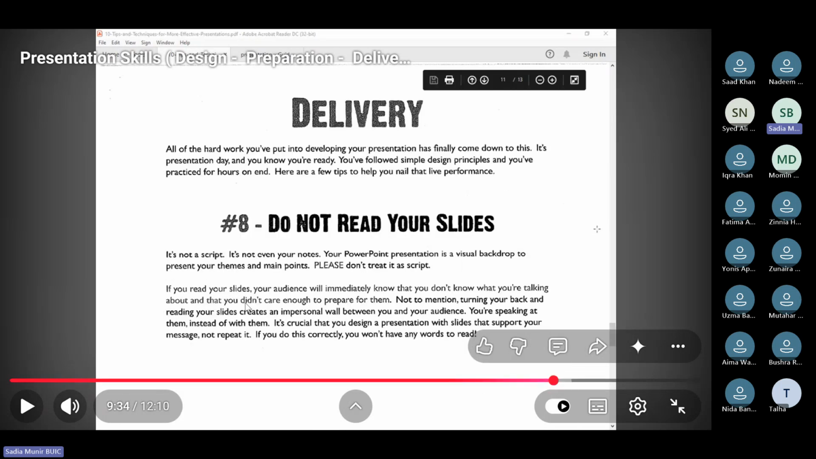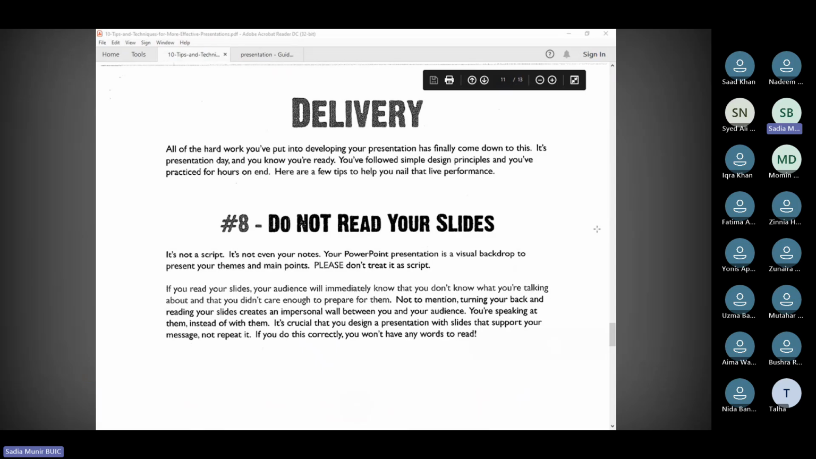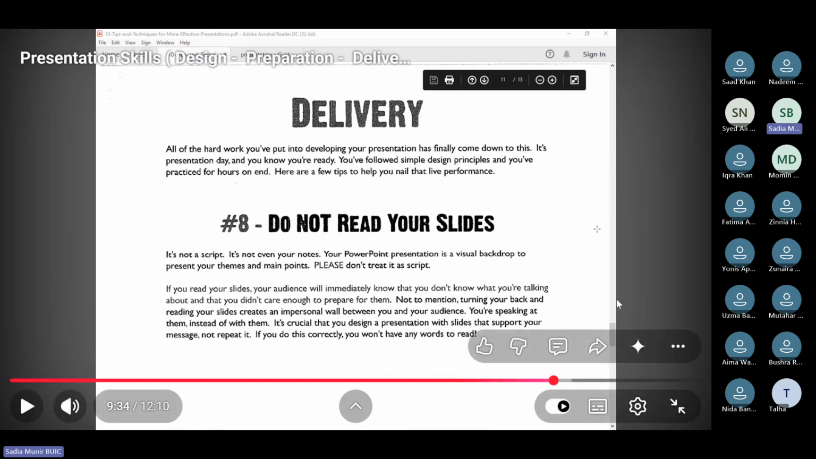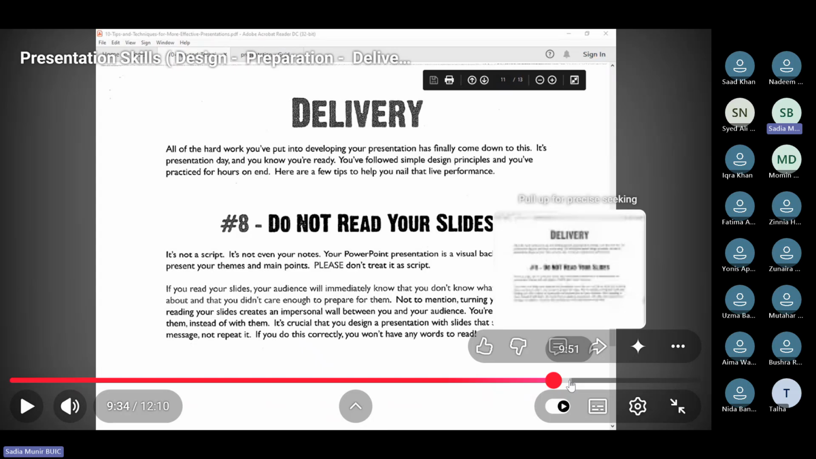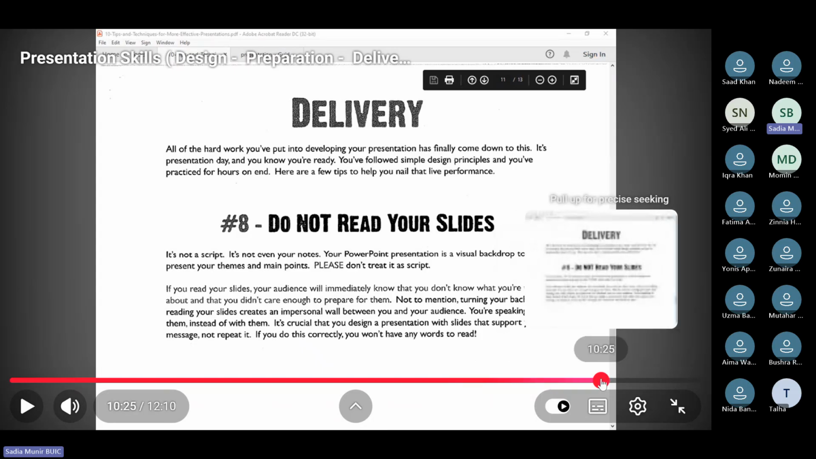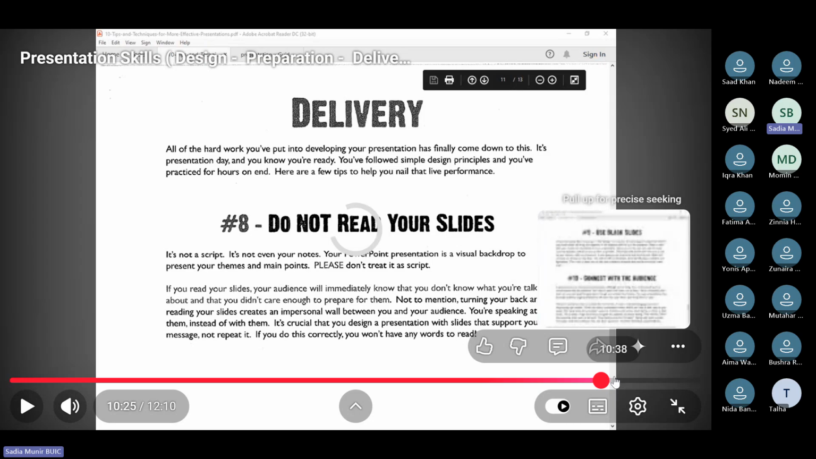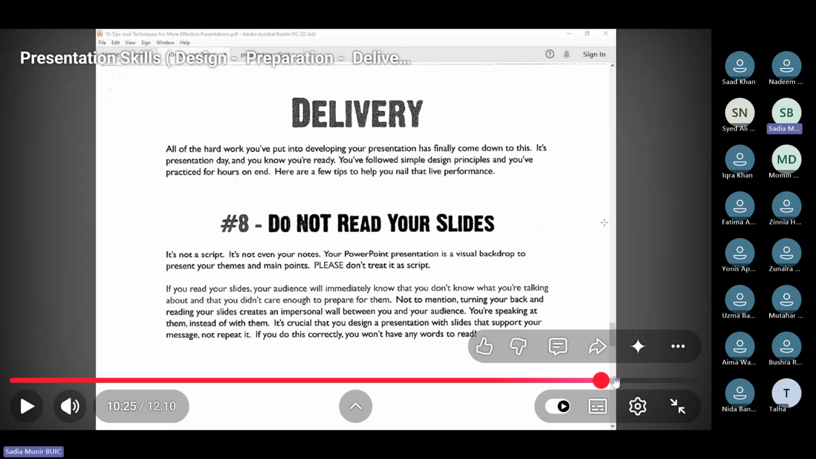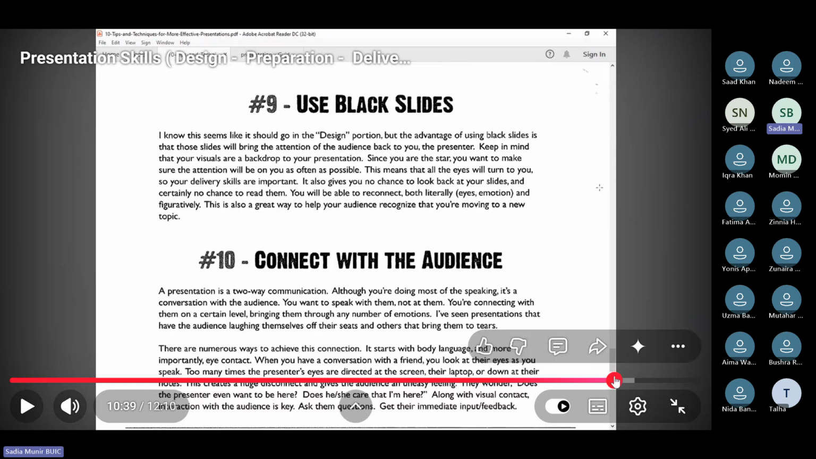Then comes the delivery. So the first one was design, second is preparation, and then we have delivery. Do not read your slides blankly. Yes, take a look at the slides, but make sure that you're using some information from your head as well. You're making an effort. For example, in the activity we had right now, some of you were just simply reading, because I could tell. You were pronouncing the words so inaccurately that while you were speaking it was clear that you were reading from somewhere.